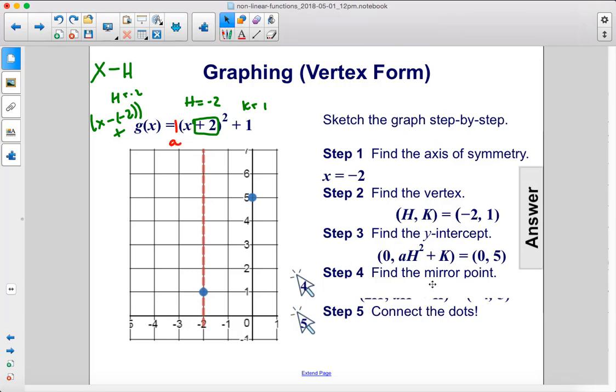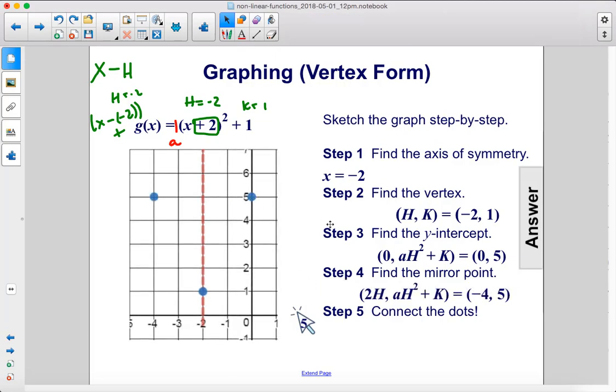All right, step 4, find the mirror point. So we just mirror this onto the other side here, and we can also mark that down as having 5 as the y-coordinate, and then 2h. h is -2, so 2h is -4. And then connect the dots.